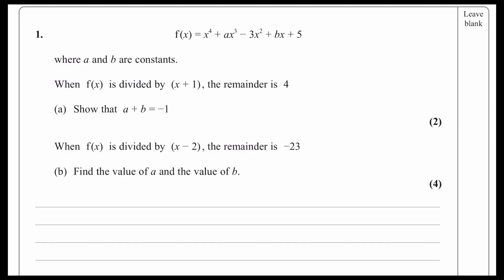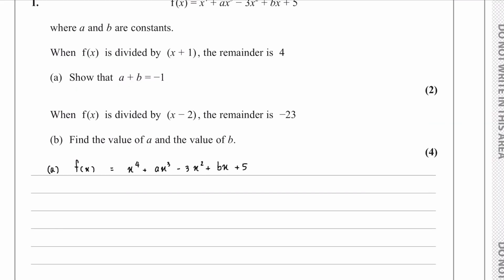Problem 1. f(x) equals x to the power of 4 plus ax cubed minus 3x squared plus bx plus 5, where a and b are constants. When f(x) is divided by x plus 1, the remainder is 4. Show that a plus b equals minus 1.